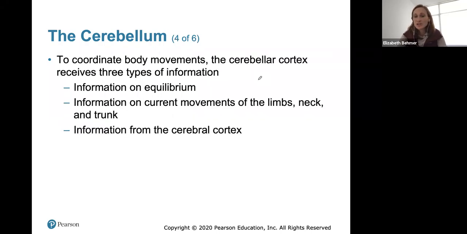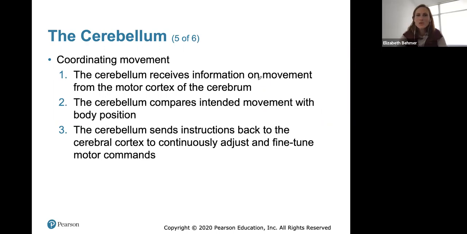The cerebellum works to coordinate body movements. It receives three types of information: on equilibrium, movements of limbs, neck, and trunk, and information from the cerebral cortex. So understanding the general functions of the cerebellum might be important, a test question, but it works with all the coordinating movements, receiving information, and then how to kind of move the intended body positions.